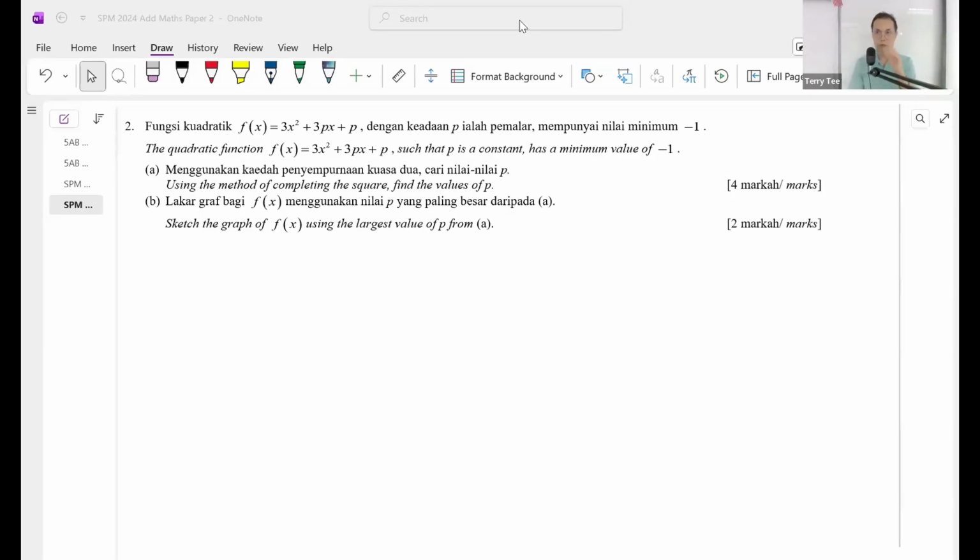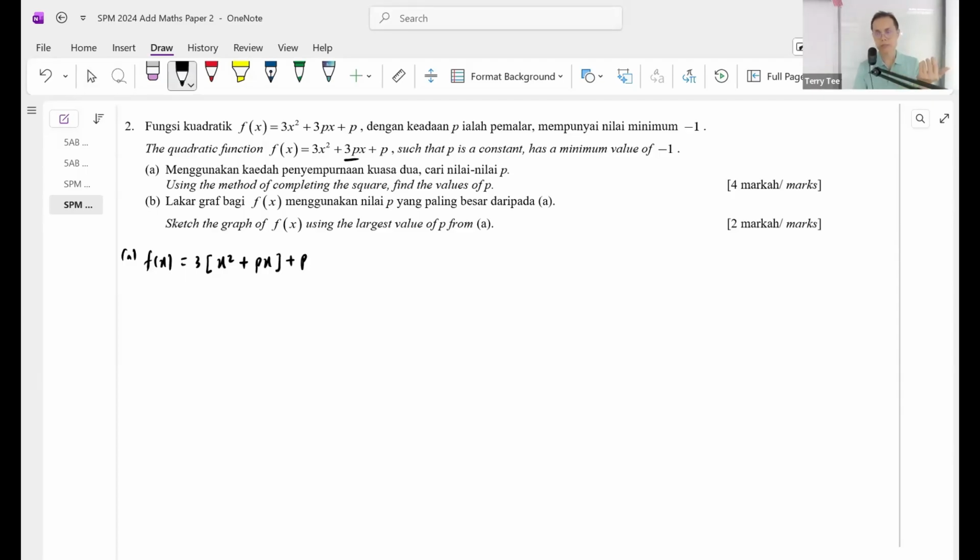Okay, question 2 is from Form 4, Chapter 2, Quadratic Function. You have to complete the square. The question also mentioned here, using the method of completing the square, find the value of p. So let's begin by writing f(x). We take out the 3, left with bracket x squared, 3p, if you divide by 3, you get px. Then you plus p. Keep the p outside.